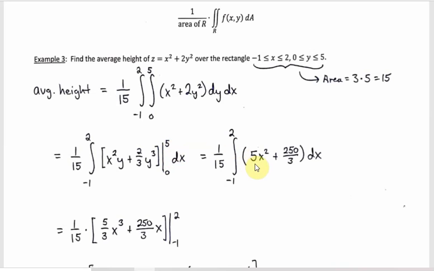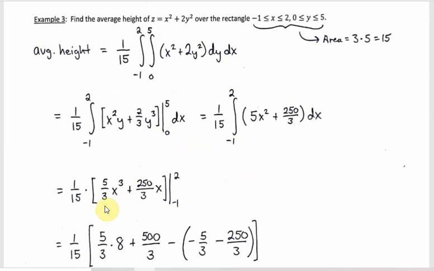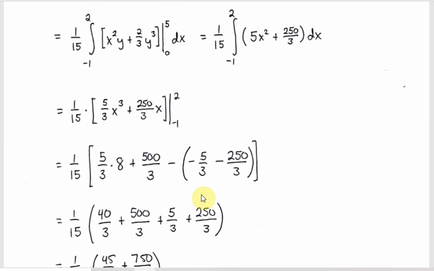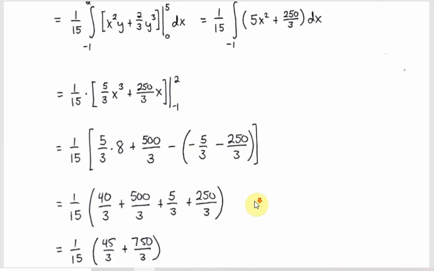All right, well, when you sub in 0, you don't get anything. When you sub in 5, you're going to get 5x squared plus 2/3 times 125, which would be the 250 over 3. And then we integrate that with respect to x. We end up here, and then we're going to double evaluate that. So that's what you get when you sub in 2. That's what you get when you sub in negative 1.